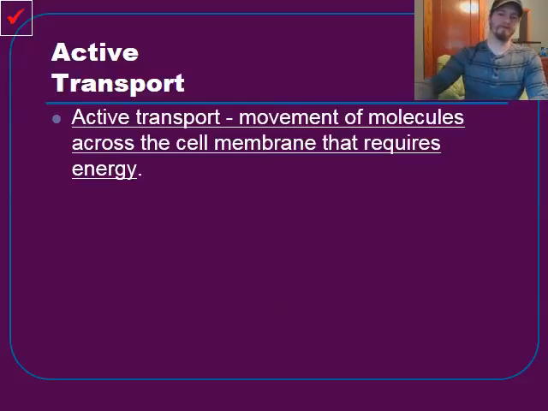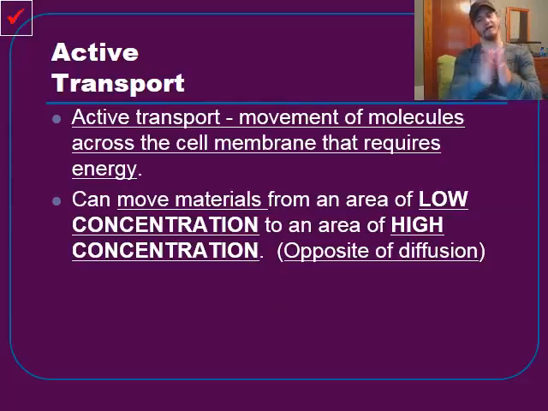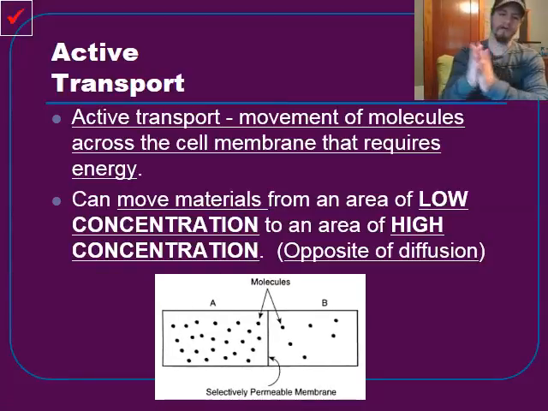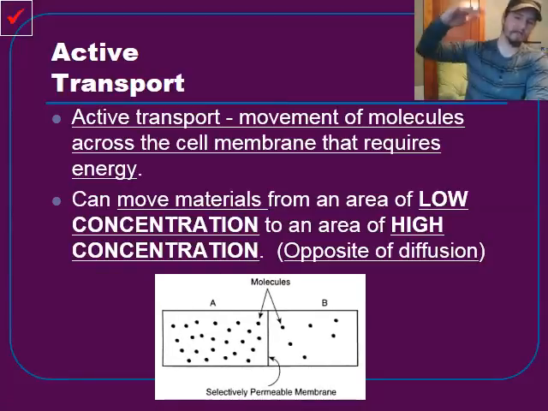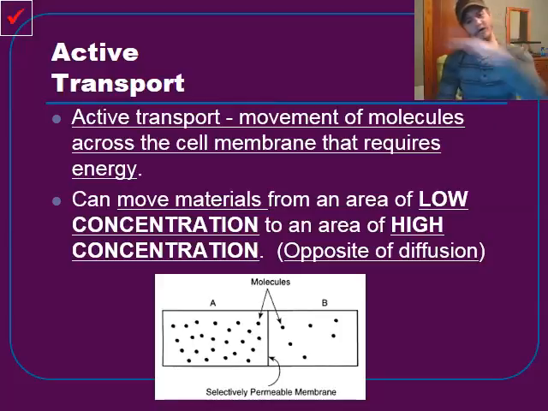So active transport. We talked about passive, where no energy was being used. So active transport is just the other type. Active transport is the movement of molecules across the cell membrane that requires energy. This can move materials from an area of low concentration to an area of high concentration. So you're going opposite of diffusion. Think of it like this. If diffusion is like sitting in an inner tube, just floating there and going downstream with the current, if you want to swim upstream against the concentration gradient, against the current, you're going to have to use some energy.